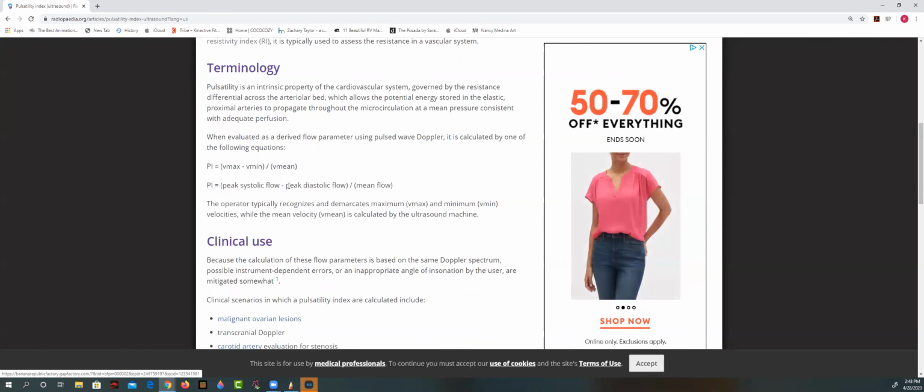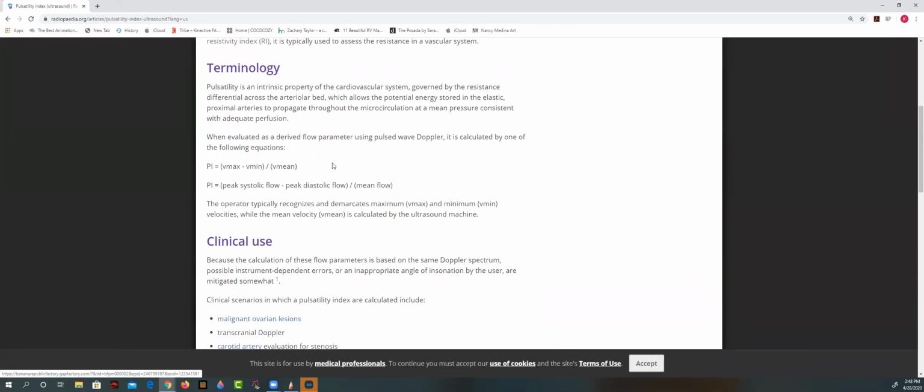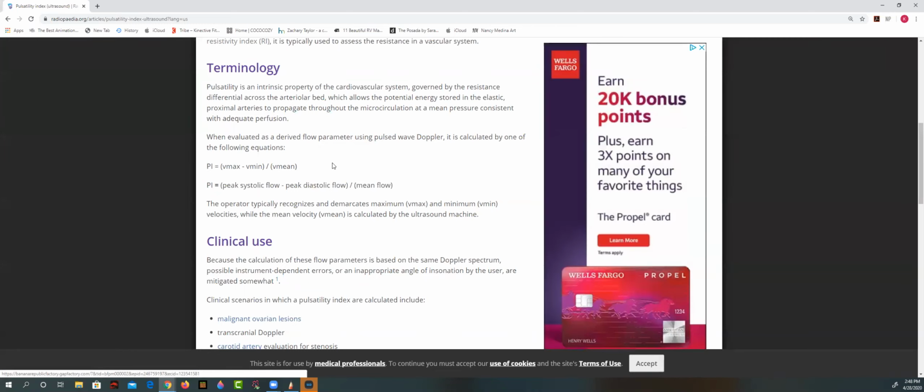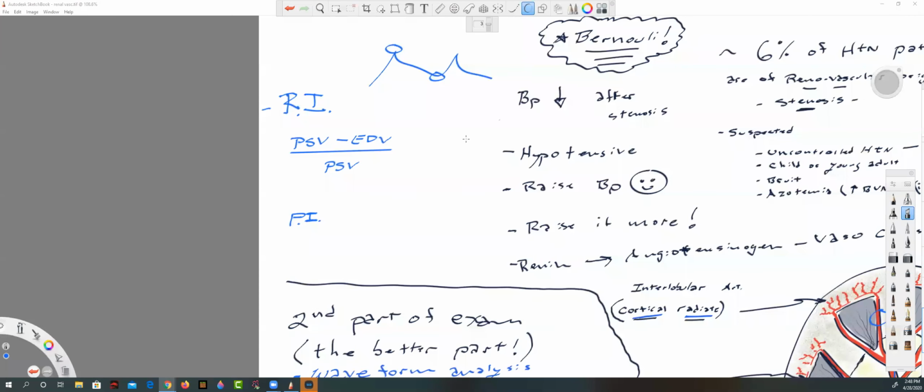Peak systolic minus peak diastolic divided by the mean. So sometimes pulsatility index is used, not in the kidneys though, so that's why I didn't bring it up before. And there's all sorts of indexes. Sometimes it's just a ratio of peak systolic velocity minus end diastolic velocity, or divided by the two. Anyhow.